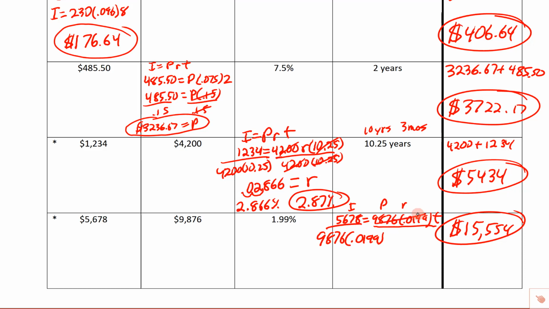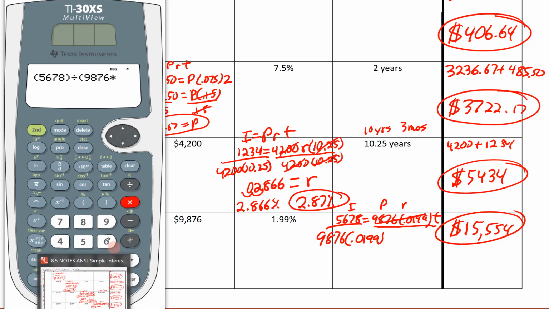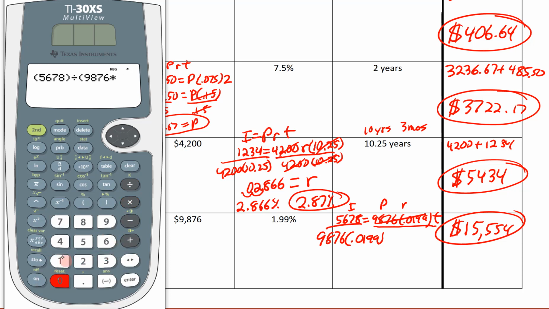Okay, those are gone from that side. And again, just be careful with the way you type this in the calculator. Now, just for the heck of it, I'm going to put the top in parentheses, 5, 6, 7, 8. Close that set of parentheses. Divide by, we'll put the bottom in parentheses, 9876 times 0.0199. There's our 1.99%. Close that off. Looks pretty good. Hit enter, and here's what we end up with.